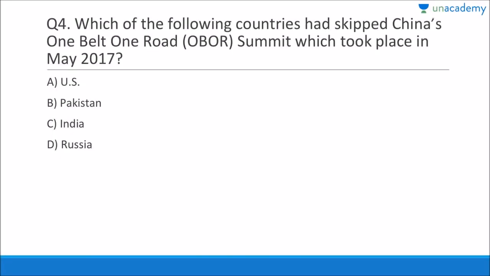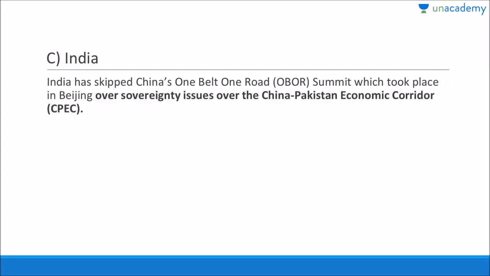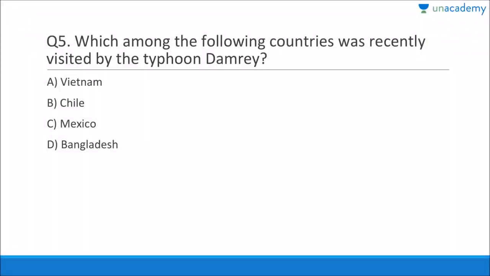Question number 4. Which one of the following countries had skipped China's One Belt, One Road Summit which took place in May 2017? So answer here is C, India. India has skipped China's One Belt, One Road Summit which took place in Beijing over sovereignty issues over the CPEC, that is China-Pakistan Economic Corridor, because it is going through Pakistan-occupied Kashmir, which is illegally occupied by Pakistan.